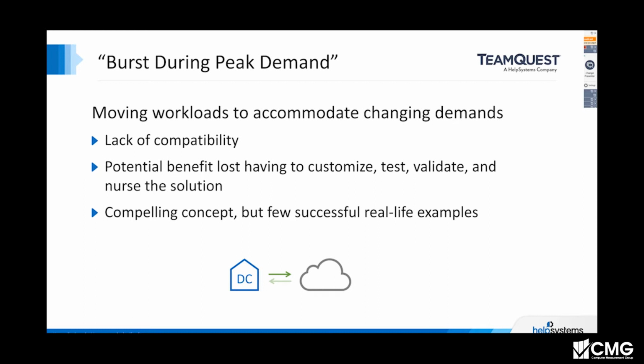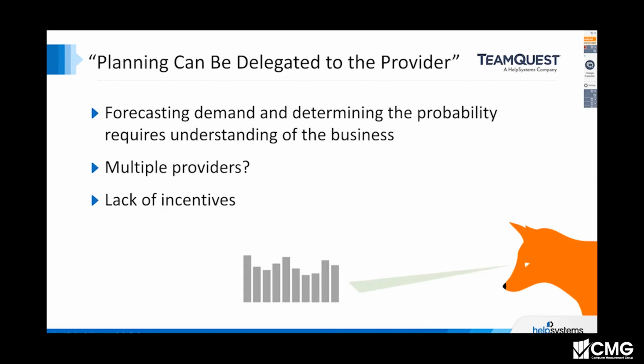Another common view in the beginning of this was that planning can be delegated to the provider. But that is a bit like asking the fox to watch the hen house. The provider will not be incentivized to bring down or drive down cost.